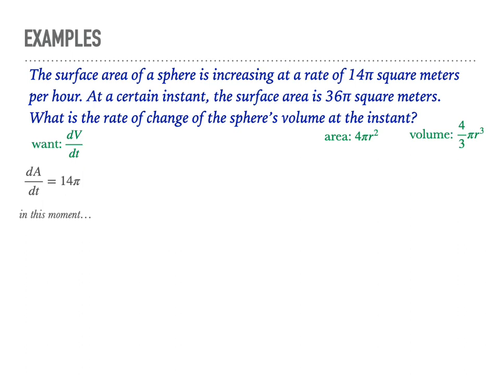And in this specific moment, we're given that the area is 36 pi. And we can plug that into the formula of an area, which is 4 pi r squared, and we can solve for r at this instant, which is 3.